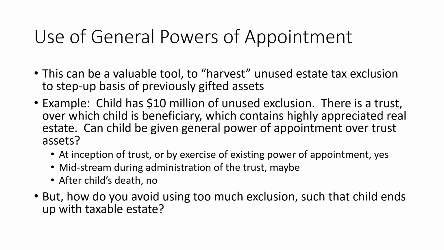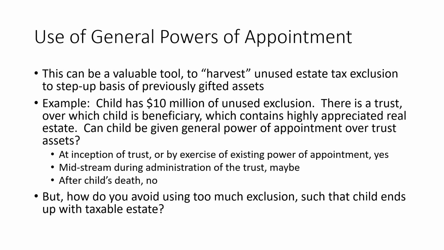So if you look at a family as a whole, if you look at each individual, what you might see if you're a truly conniving tax planner is an 11.58 million exclusion for each member of that family tree that could somehow be harvested to get a step up in basis for enough assets. So an example might be where a child has unused exclusion of 10 million, and there's a trust over which the child is a beneficiary with highly appreciated real estate. So could the child be given a general power of appointment over the trust assets to get a step up in basis? And the answer is yes.